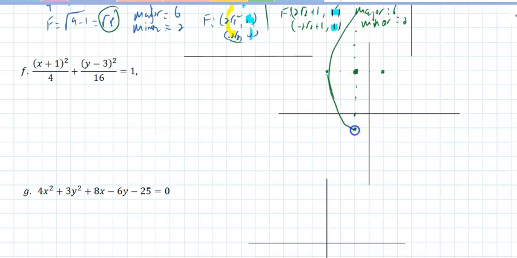There's the graph. Graphing is the easy part. Labeling is the hard part. So you did the graph, you're in very good shape. Well, guess what? I need you to tell me what the center is. Well, I know the center is at negative 1, 3.